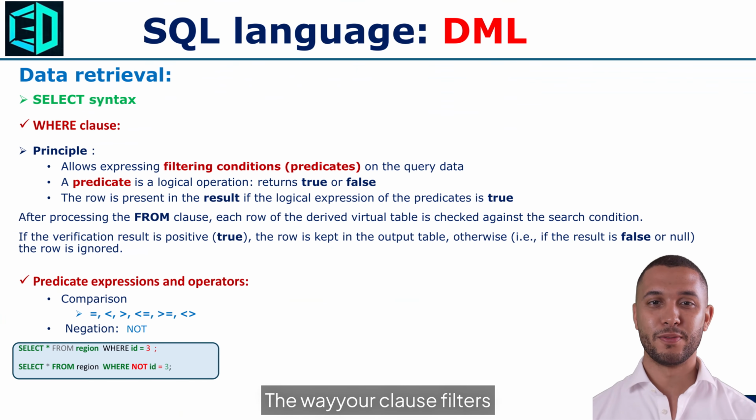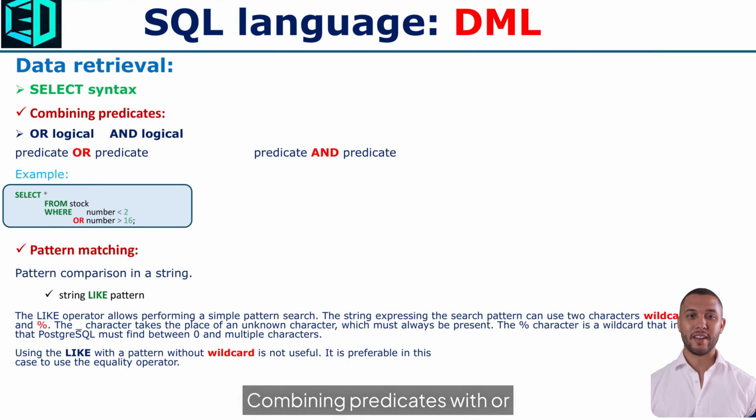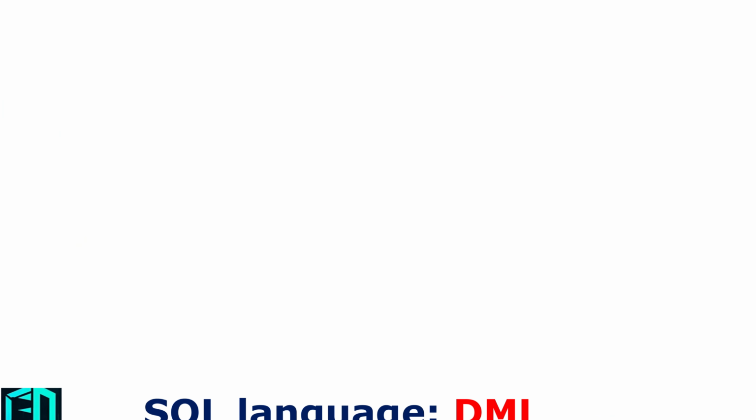The where clause filters query data using predicates. It evaluates conditions as true or false, determining which rows to include in the result. Use comparison and negation operators for precision. Combining predicates with or and and allows complex filtering. Pattern matching with like enables string comparisons using wildcards. This is useful for flexible data retrieval.